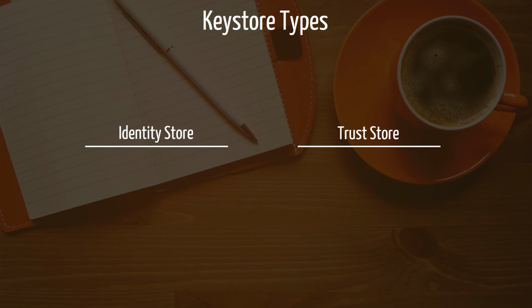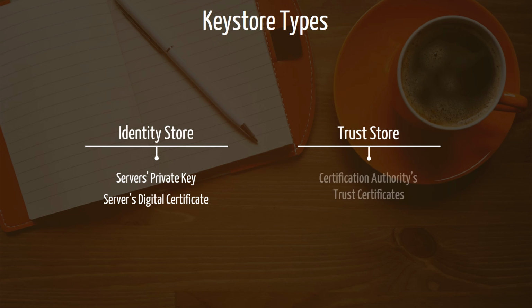And coming to the keystore types, we have Identity Store and Trust Store. Identity Store holds private key and digital certificates, commonly called server certificates. And Trust Store holds certification authorities' trust certificates. These can be root or intermediate certificates in the certificate chain.